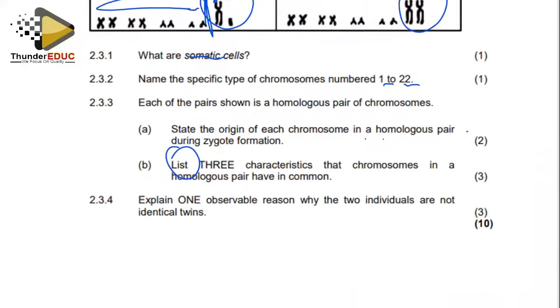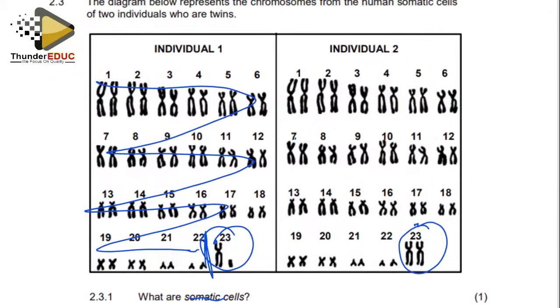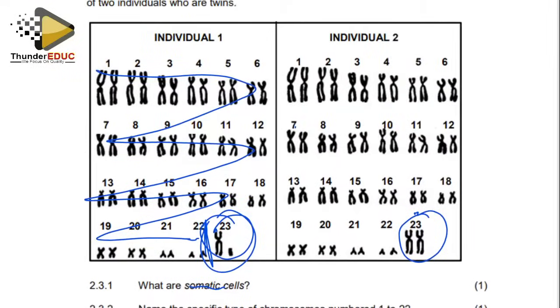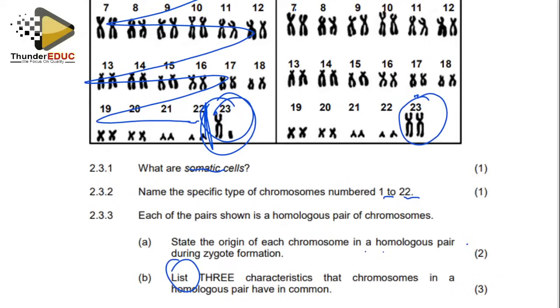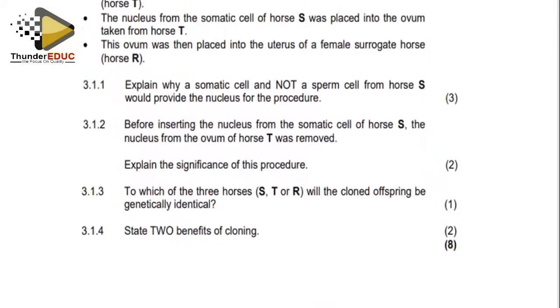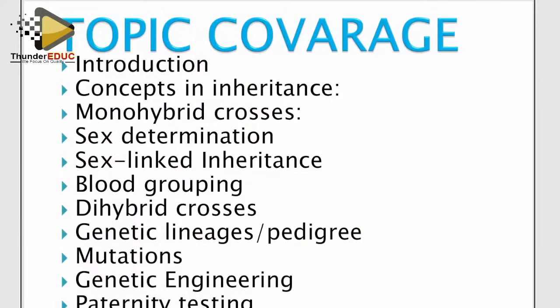So this one, how many marks? Different sex, whereby individual one is a male, while individual two is a female, because of this same size and shape of chromosome, and then here different sizes. Yes, thank you so much. We got the next question. Do you have any question? Okay, that is it. Let's go to genetics.